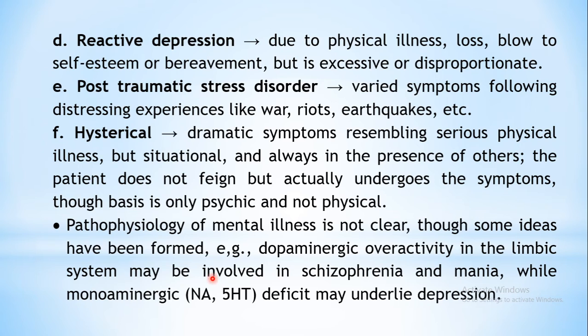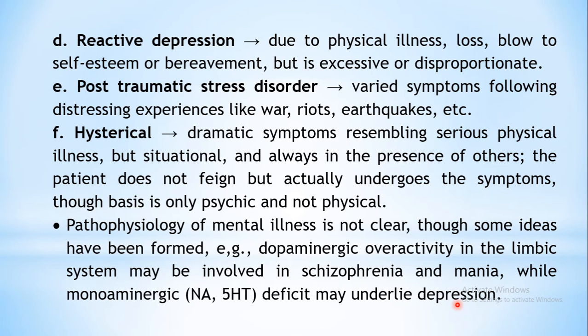Now, various studies have been carried out to identify the pathophysiological changes, and studies have put forth that dopaminergic overactivity, that is your dopaminergic system in your brain may be overactive in the limbic system in these two situations, schizophrenia and mania. So you need to control this. Whereas in case of depression, monoaminergic deficit, that is decrease in the transmission of noradrenaline and 5-HT, that is 5-hydroxytryptamine or serotonin, may be seen or is the underlying cause for the depression.